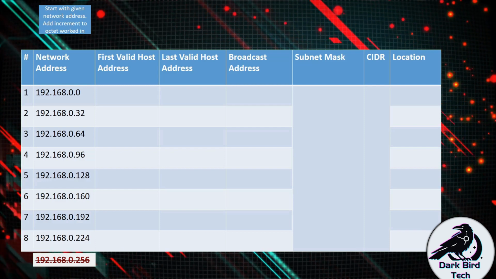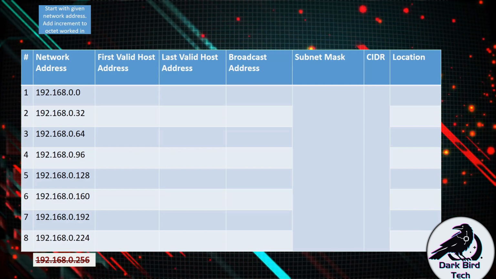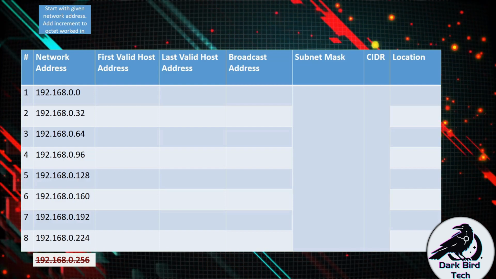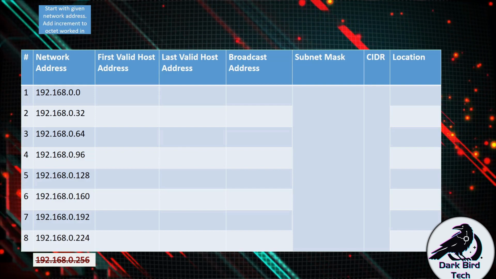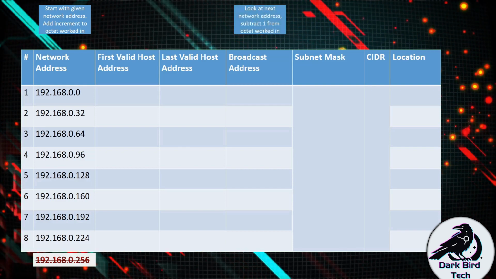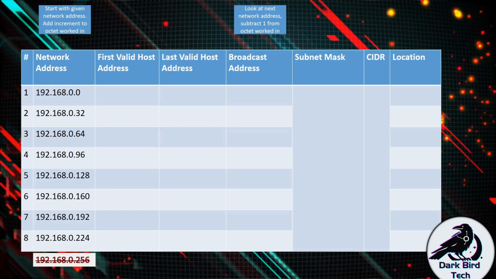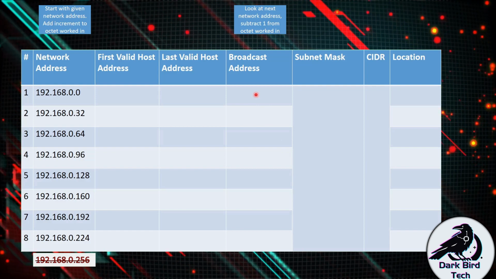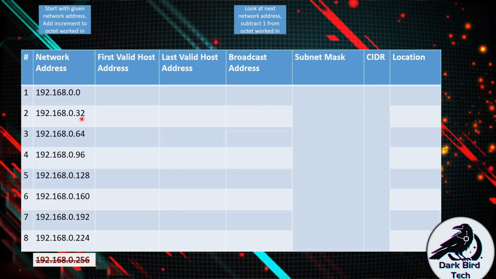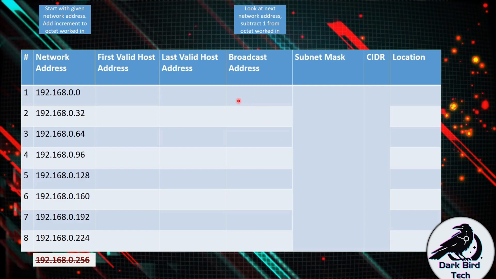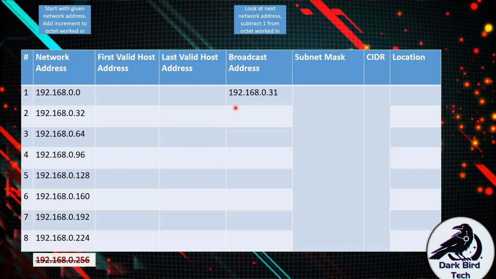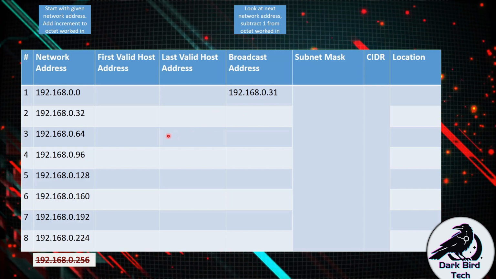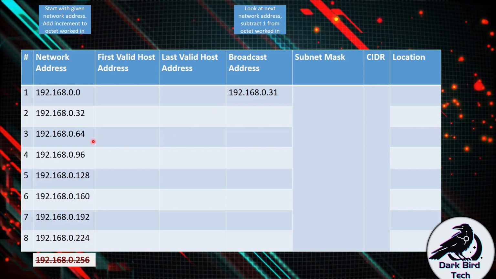Because the next thing that's going to help us is filling out that broadcast address column. Now remember, the broadcast address is the very, very last address in that network, but is not usable. So the way to work it out is this. You look at the next network address and subtract 1 from the octet we worked in. So for this broadcast address, I look at the next network address, which is 32. And I subtract 1 from it, and that should give me 192.168.0.31.